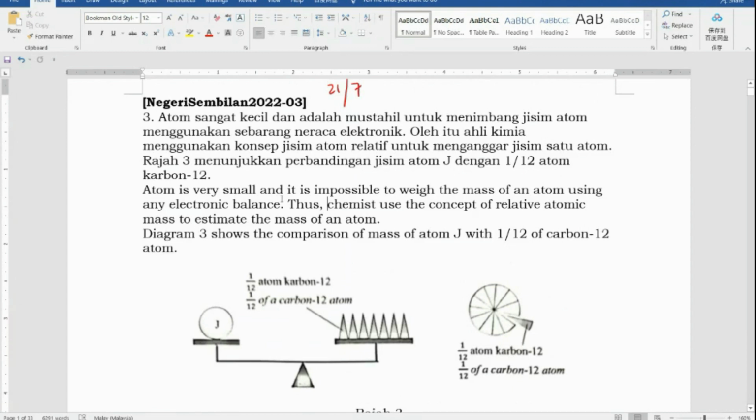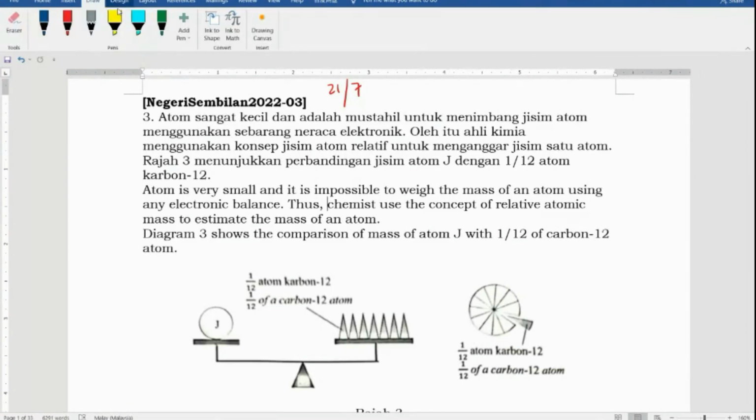Atom is very small and it is impossible to weigh the mass of an atom using any electronic balance. Thus, chemists use the concept of relative atomic mass to estimate the mass of an atom. Directly show the comparison of mass of atom J with 1/12 of carbon 12 atom.